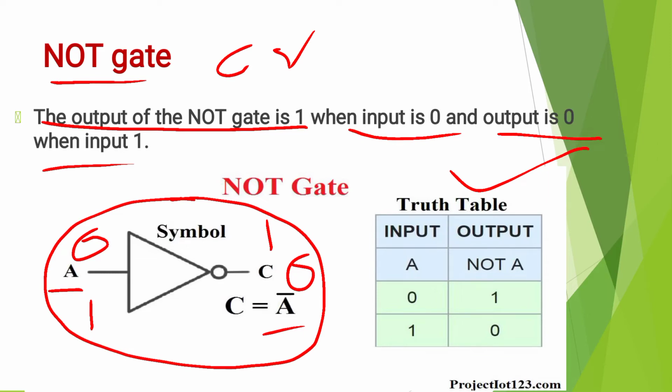Here NOT gate is always having only one input. Okay, remember that. NOT gate is having only one input, but we have to cover two combinations, that is one is 0 and second one is 1. Okay. If we give the input as 0, then the output will become 1. If we give the input as 1, then the output will become 0. It is about NOT gate.